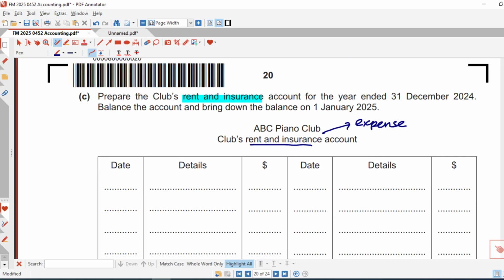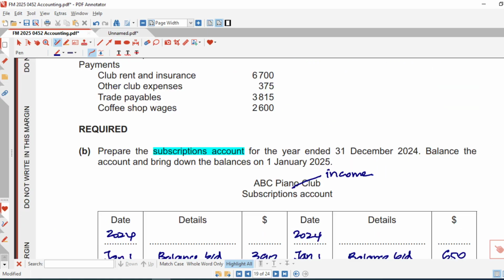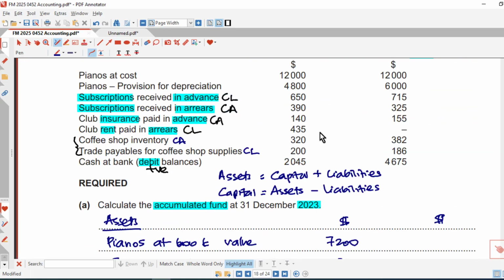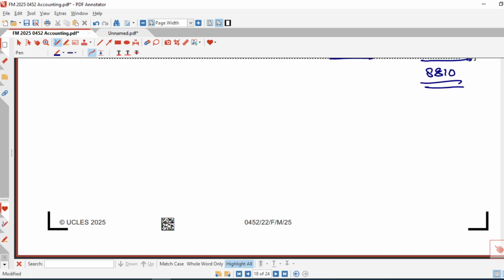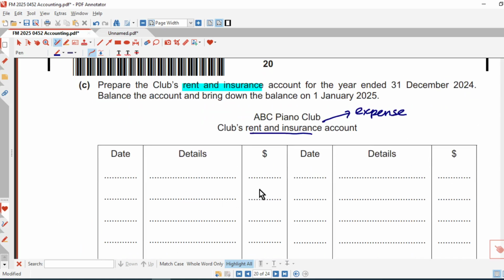Well, regardless of that, let's try to work it out. Let's go back up to the information. We have separate information for insurance and rent, so we're going to park them into one account. Club insurance paid in advance, this is your asset of 140. Rent in arrears 435 would be a liability. So let's bring that information in. 140 would be an asset, 435 would be a liability. And let's park the dates here.